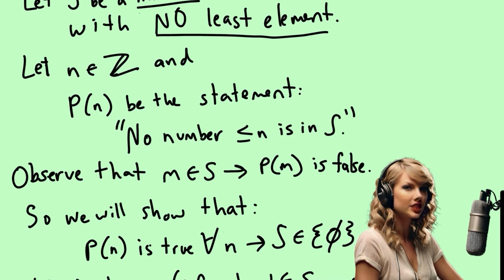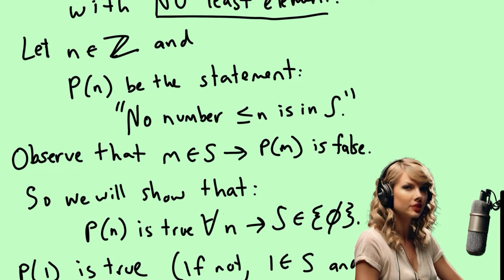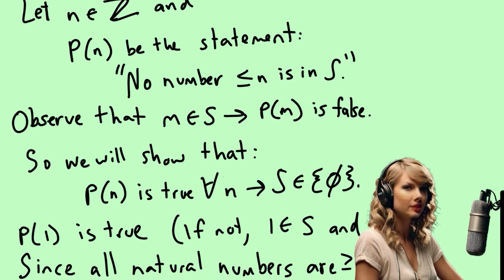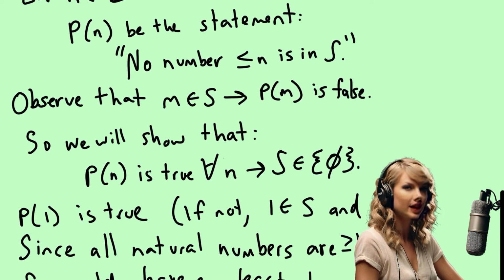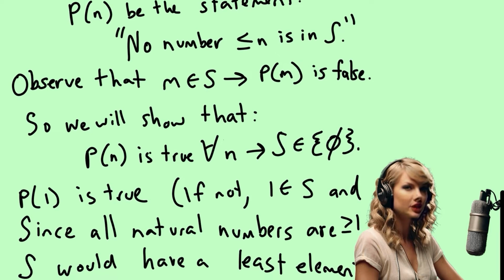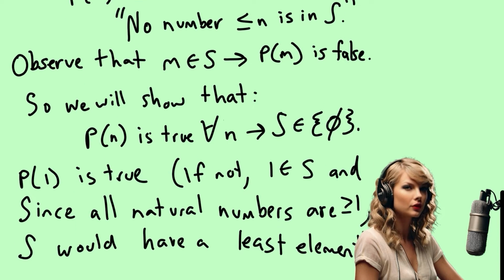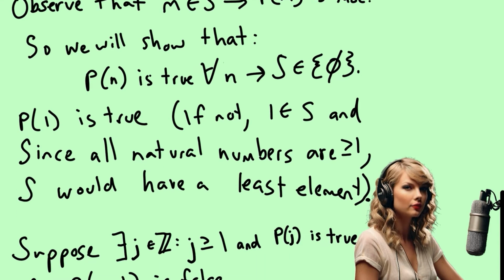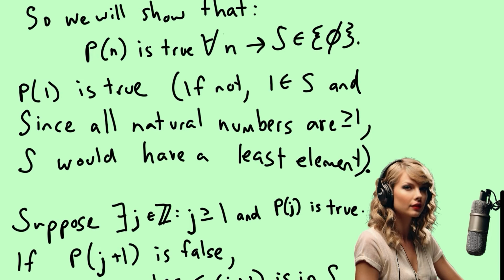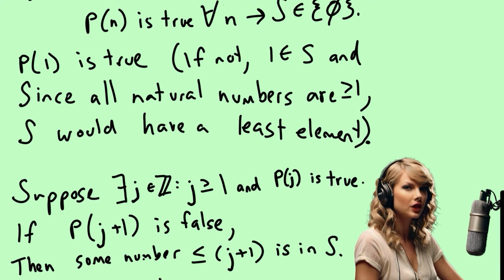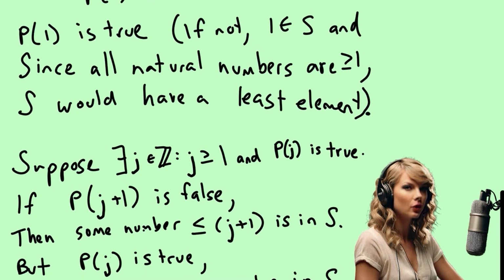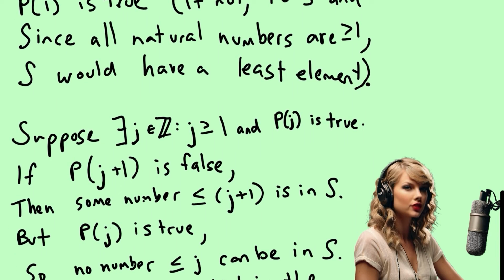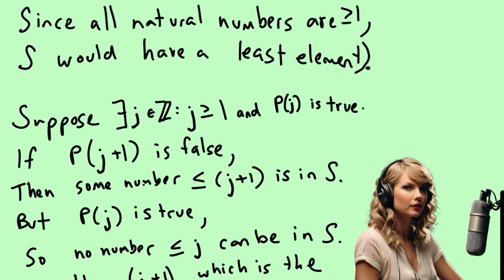Now it's pretty obvious that P of 1 is true. Duh, if it wasn't 1 would be in S, and since all natural numbers are greater than or equal to 1, S would definitely have a least element. So say that P of j is true for some j greater than or equal to 1. If P of 1 more than j is false, then some number less than or equal to 1 more than j would be in S. But P of j is true, so there can't be a number less than or equal to j that can be in S. But hold on.